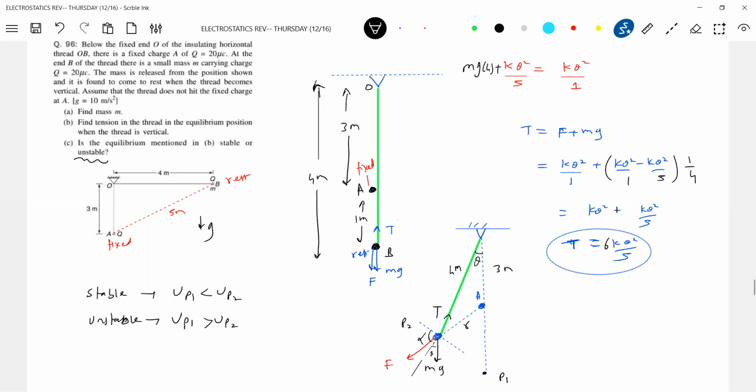Stable and unstable only. We can directly see on that. Unstable only will come. I think R will be less than 1 meter. There is displacement now. Greater than 1 meter. R will be greater than 1 meter.